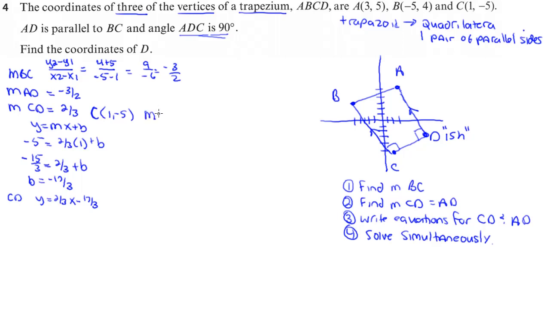I'm going to do the same thing for the other equation. I've got the AD slope, and I have the point A. So what I want you to do is plug that into y equals mx plus b, find the b, and then write the equation of the line, and then start back up again.